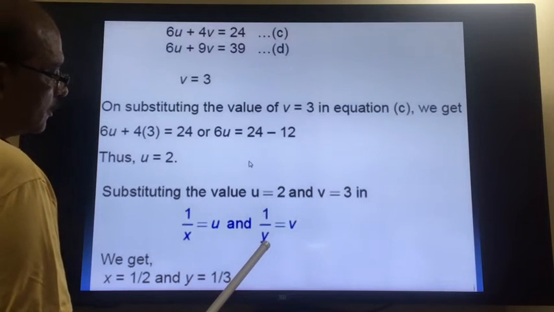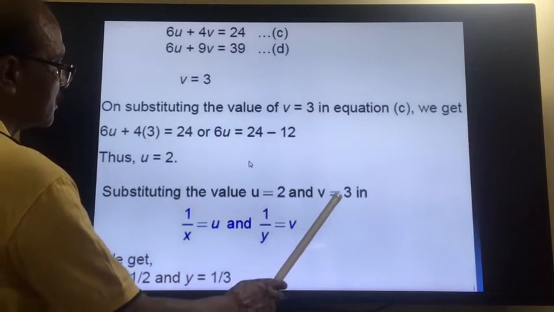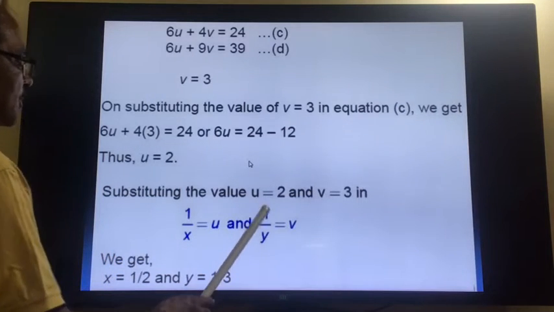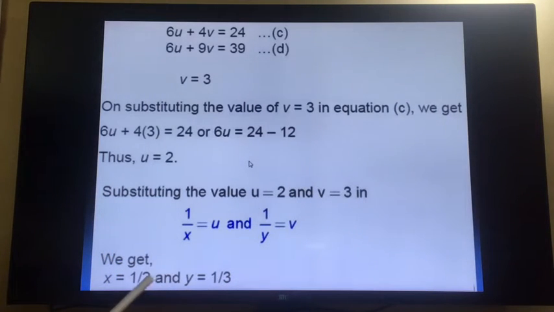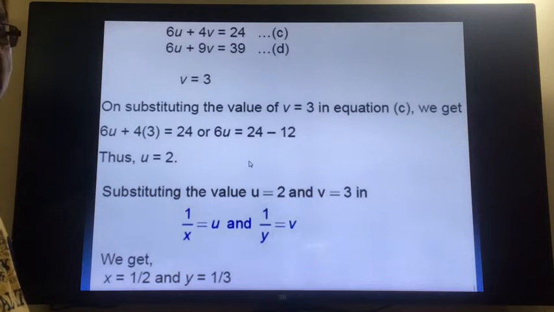Here 1 upon y is equal to v, and v is 3. So 3 upon 1, write the reciprocal. So y will be equal to 1 upon 3. So x is equal to 1 by 2 and y is equal to 1 by 3. These are the answers or the solution of these two equations.